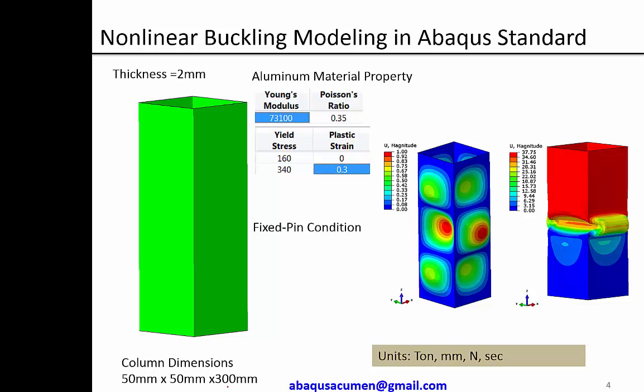50 by 50 by 300 millimeter, 2 millimeter thick. It will be fixed pin condition: bottom will be fixed, at the top it will be pin. And on my screen what you are seeing are two pictures, one for linear buckling and the other for non-linear buckling. The units which we are going to use are tonne, millimeter, Newton and second.